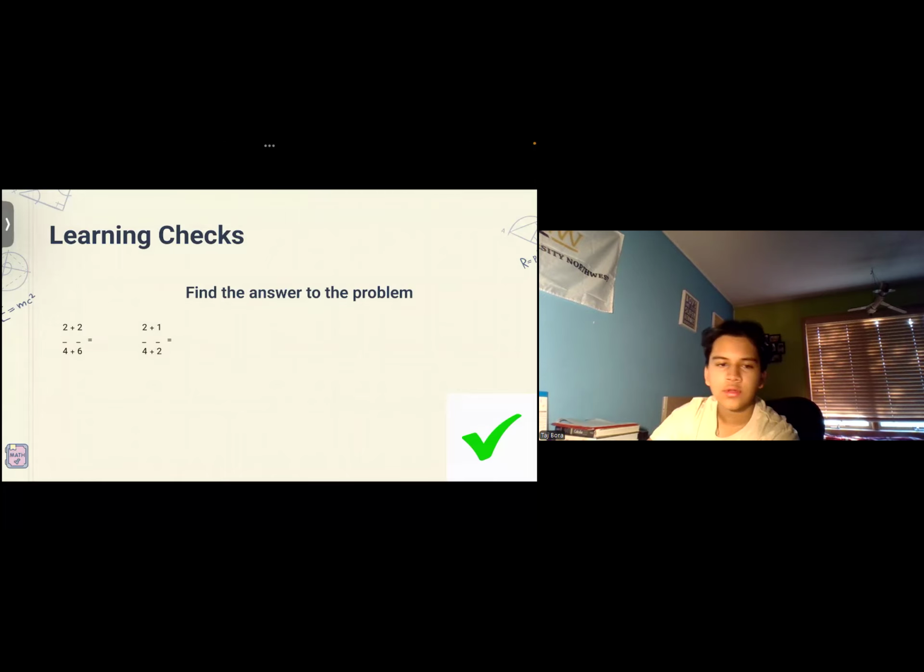So now see if you can solve 2 over 4 plus 1 over 2 and see what that is equal to. So remember, try to make the common denominator the same.